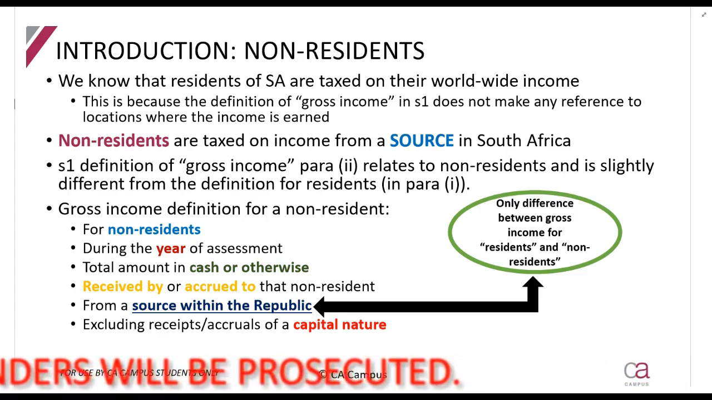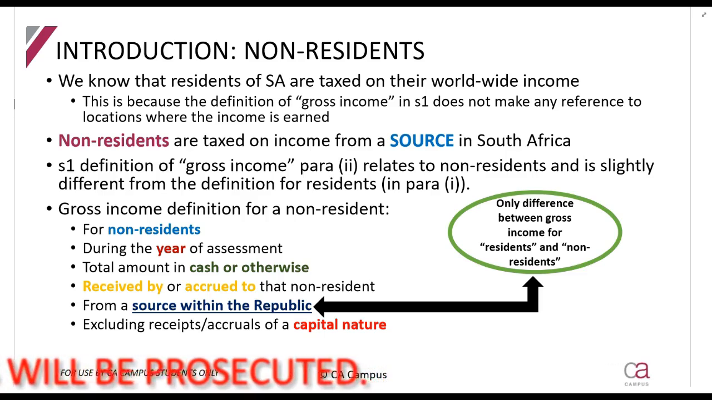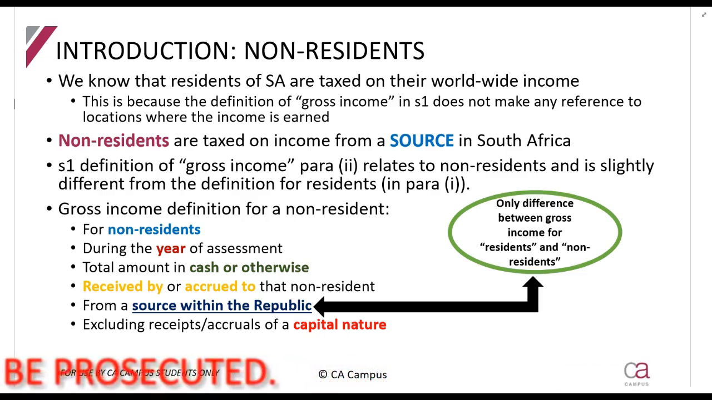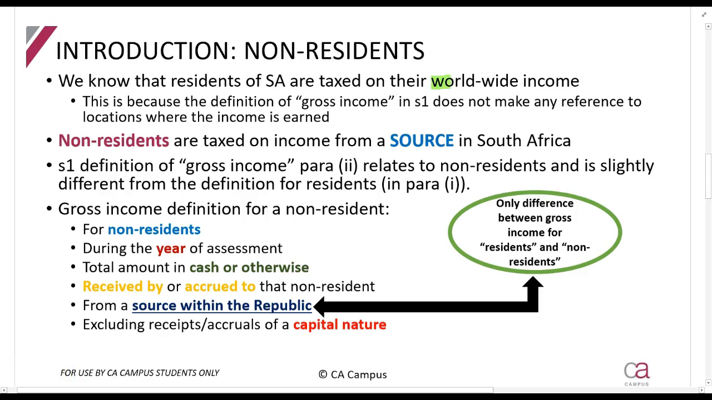It's important, especially when we're looking at non-residents, because there are other countries and things involved, that you don't get confused when you're looking at a scenario about who they are talking about. Now, when we look at gross income, and we've looked at gross income for residents, we know that residents are taxed on their worldwide income. The reason for that is that the definition of gross income does not mention anything about a location or a source of the income. It just says that during the year of assessment, the total amount in cash or otherwise received by or accrued to a resident, excluding amounts which are capital in nature and including your special inclusions. So it doesn't say where it must come from.